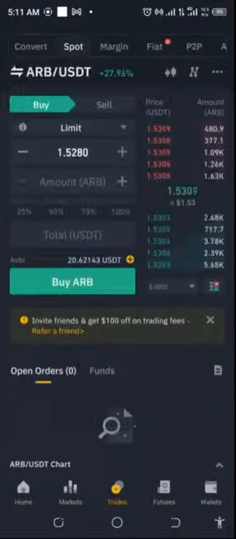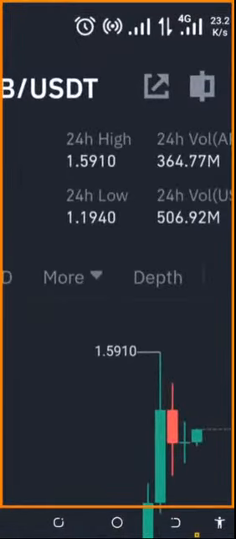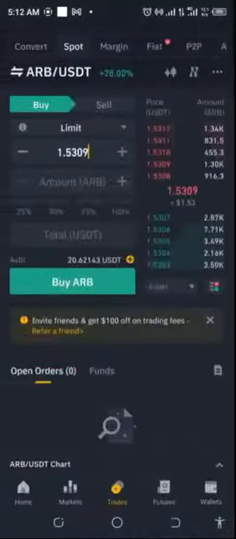Let's look at the 24-hour high. The 24-hour high is $1.59. The 24-hour low has also shifted upwards to $1.19. Just pick a very good middle space, not the extremes, right? And then make sure that you work with your target. I hope we've learned something here.